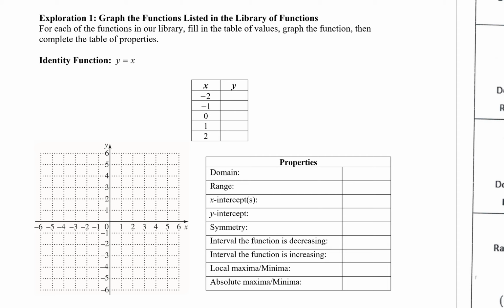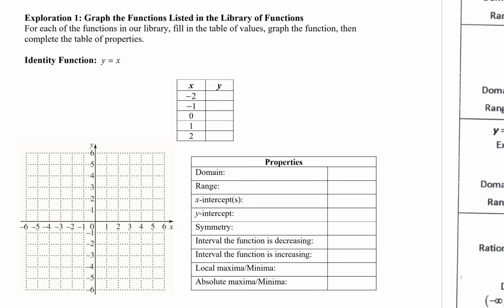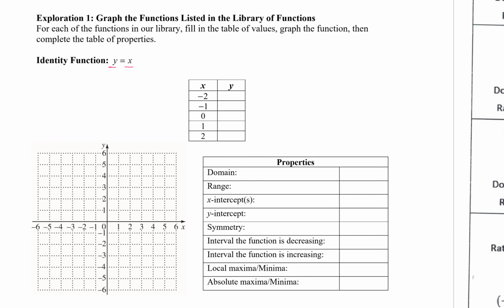First, the identity function. They call the linear function the identity function. You're going to see why later. It's identity because we're saying x equals y, which means they're the same. So if x is -2, y is -2. If x is -1, y is -1. It's perfectly equal. They're identical. If x is 0, y is 0. If x is 1, y is 1. If x is 2, y is 2. If you plot those points, it's going to look like a straight line like this.